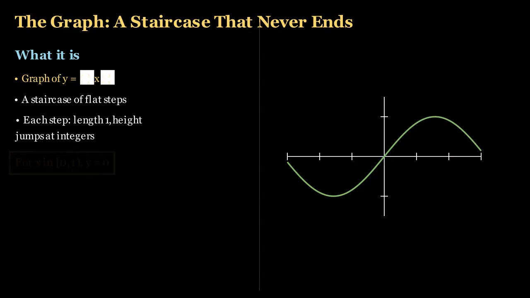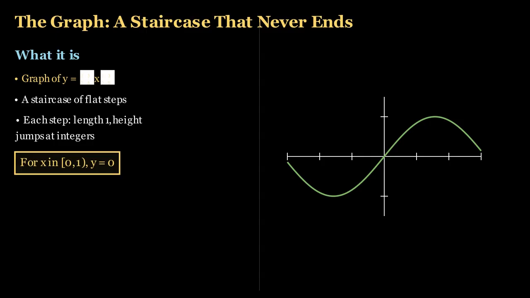Imagine plotting every input x against its output y. What you get is not a smooth line, but a staircase made of flat horizontal steps. Each step is exactly 1 unit long, and at every whole number, the staircase jumps up to the next level. The graph never goes diagonal, it only moves right, then jumps straight up, over and over, forever in both directions.